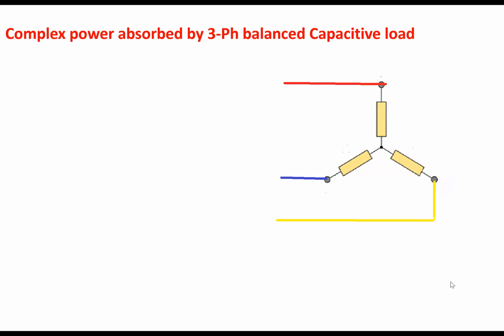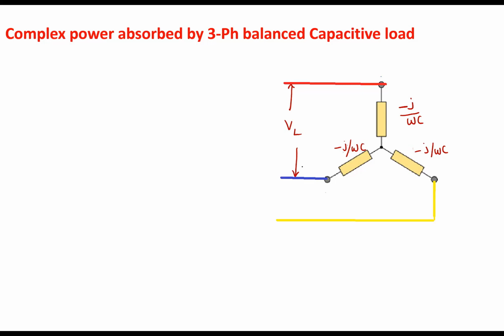Let all this be the capacitance C. So what will be the impedance value? It will become minus j by omega C, minus j by omega C, minus j by omega C, where C is the capacitance per phase and the capacitive reactance will become minus j by omega C. Let the line-to-line voltage be VL, the line-to-line voltage across the two conductors.